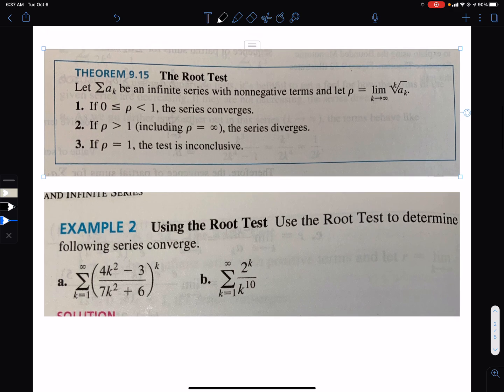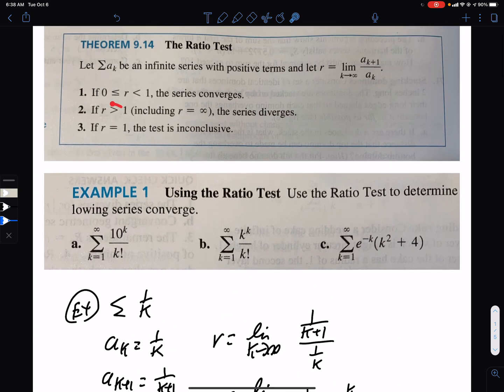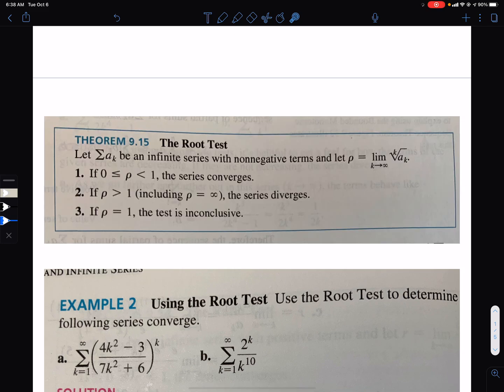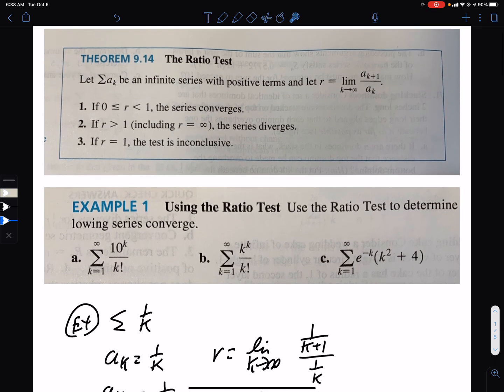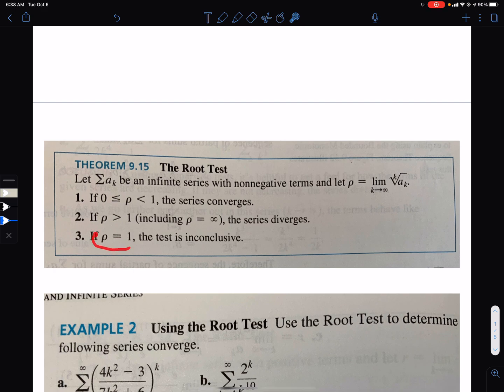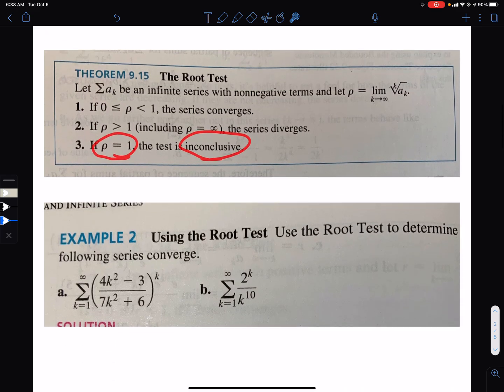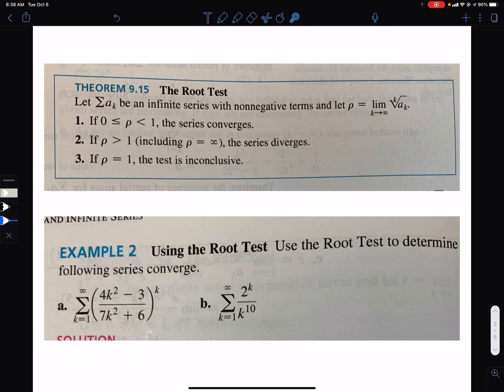The root test. So in the root test, the p's and r's are similar. If your p is between 0 and 1, including 0, it converges. If your p is greater than 1, it diverges. You see the connection between the two. If your p equals 1, it's inconclusive. You don't know. And the same thing here, inconclusive. Because of that, I think you should be able to remember these conditions.